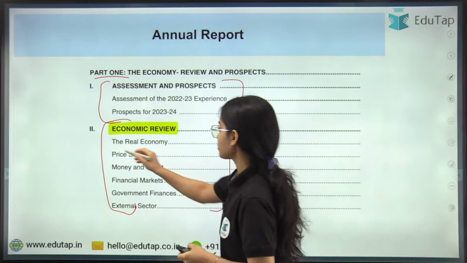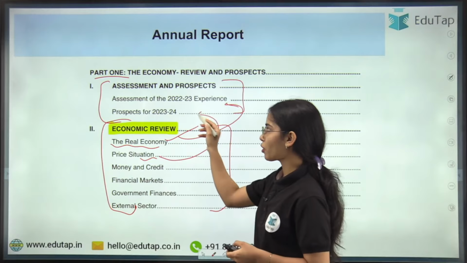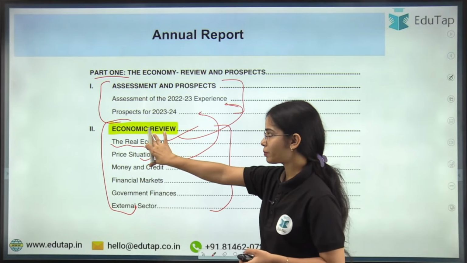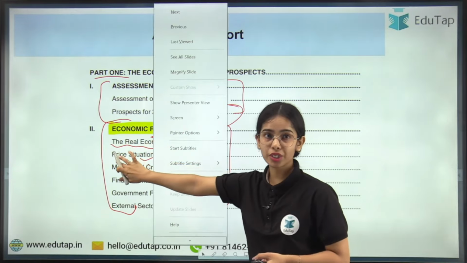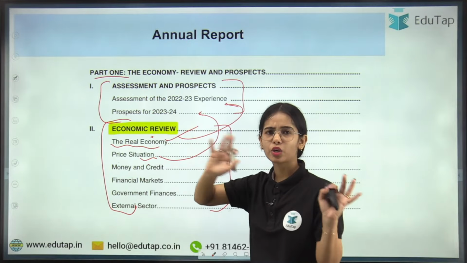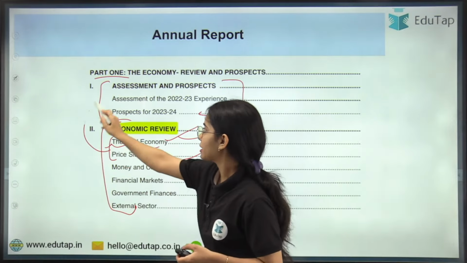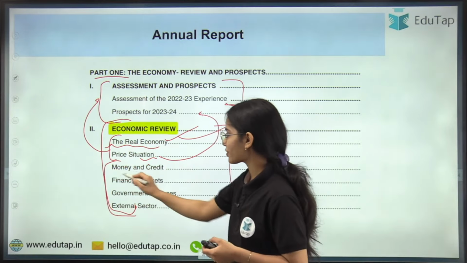So see, the real economy data we have already discussed. The price situation data we have already discussed. So all the data points that were present here, I merged with the above slides, so that we are not repeating the same data again and again. Okay, so these two parts we have already completed here. Now we are going to start with money and credit.